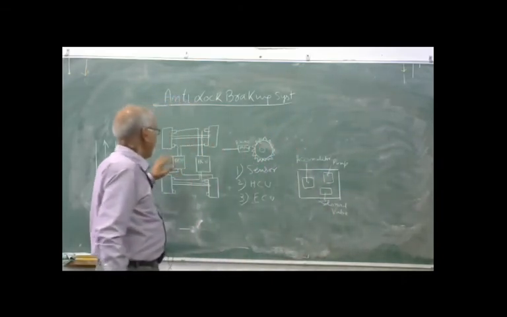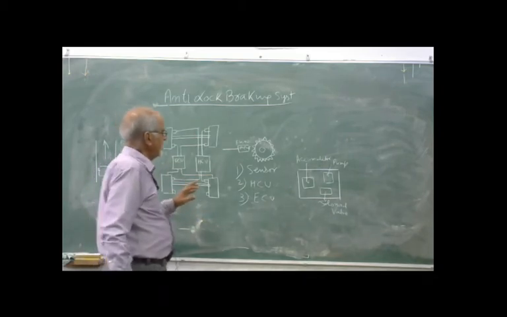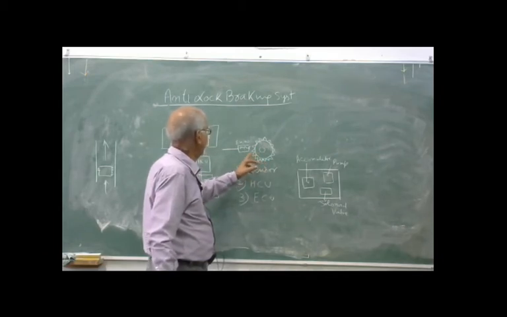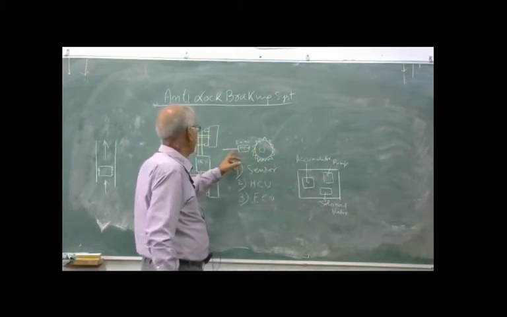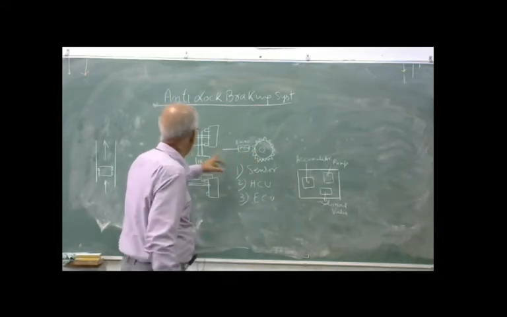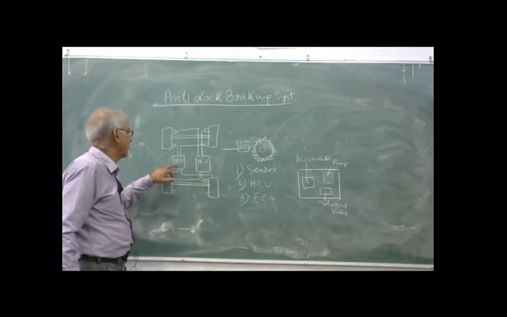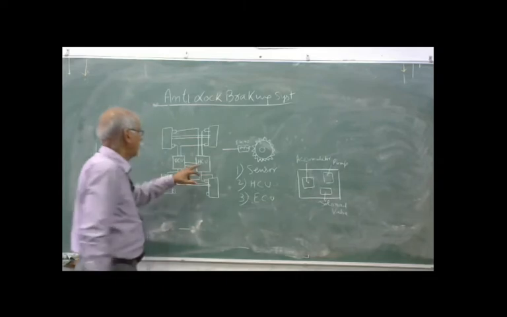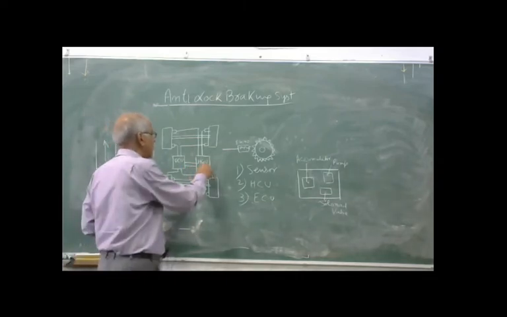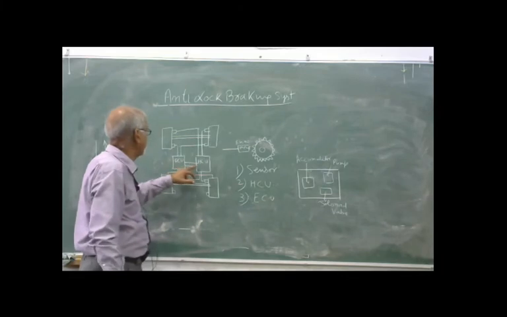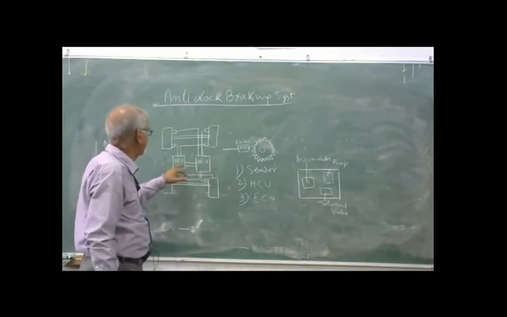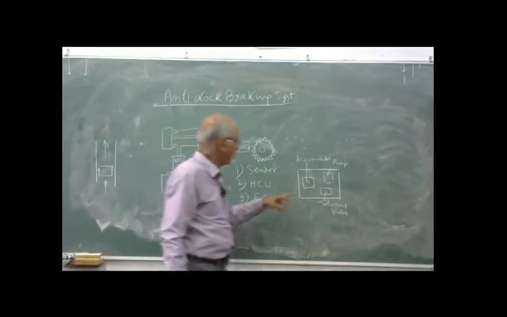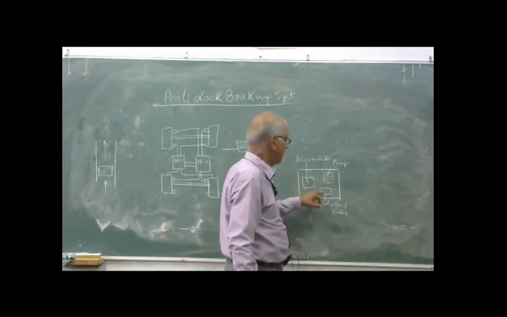Suppose brake is being applied, so the speed of the wheel will immediately come to zero or very less. Immediately that sensor will transmit the signal to the ECU, electronic control unit. This ECU will pass on this information to the HCU, hydraulic control unit. This hydraulic control unit is connected to the ECU and also connected to the braking system of all the four wheels, and has the components accumulator, pump, and solenoid valve.